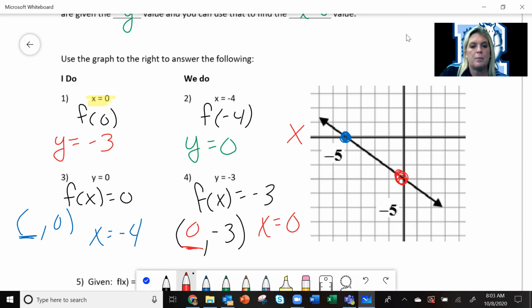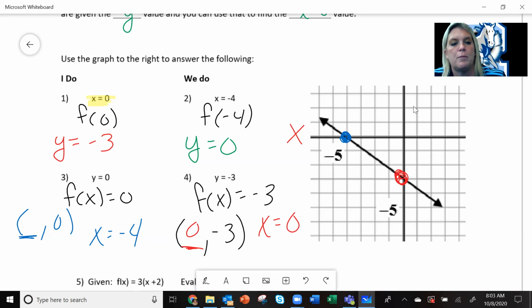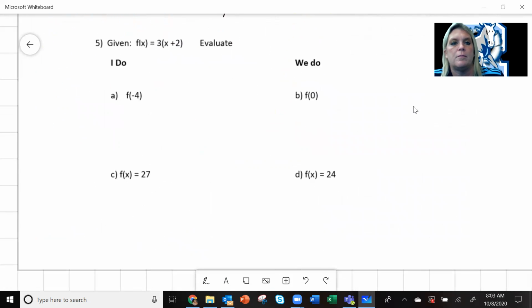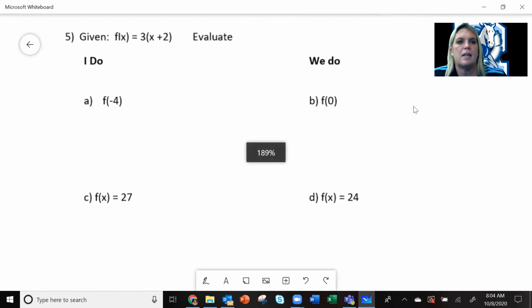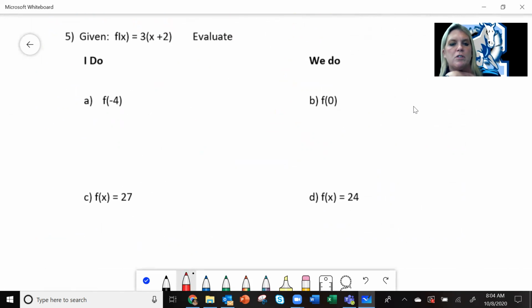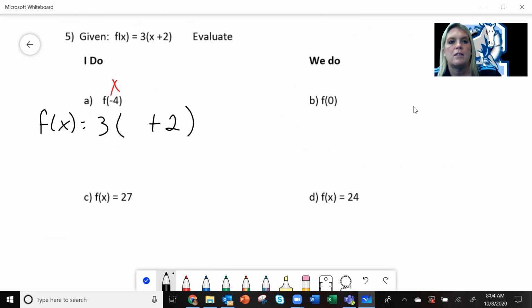Well, what if we had it from an equation? Let me move my paper up right here. It's telling us we are given f of x equals 3 times x plus 2, and they want us to evaluate. So let's see what we are supposed to do. When it says f of -4, inside the parentheses, that means my x number is -4. So I've got f of x equals 3 times x, I'm not going to write the x, plus 2. They give me the x. They say when x is -4, what is my y value?